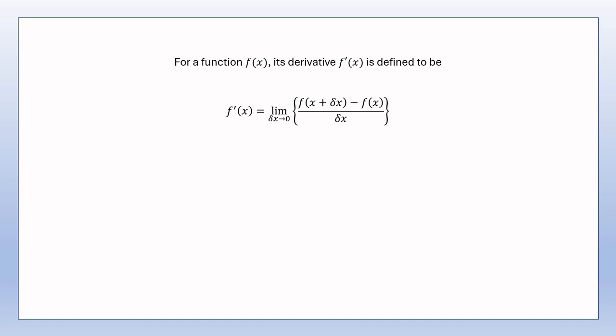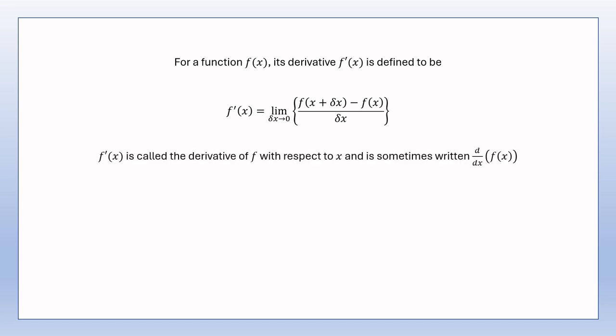Sometimes h or just delta will be used instead of delta x, but this doesn't change the meaning of the definition. f prime x is called the derivative of f with respect to x and is sometimes written d by dx of f of x.